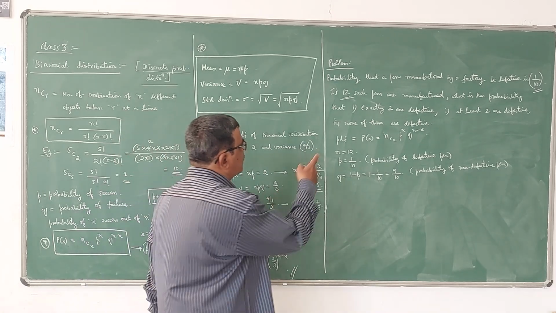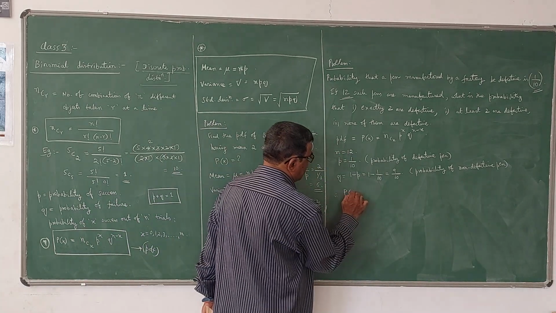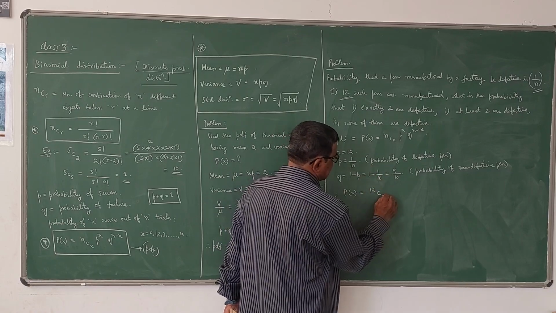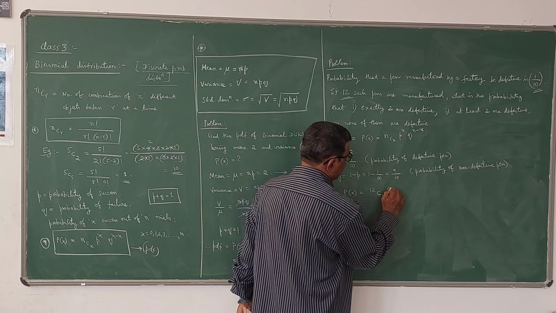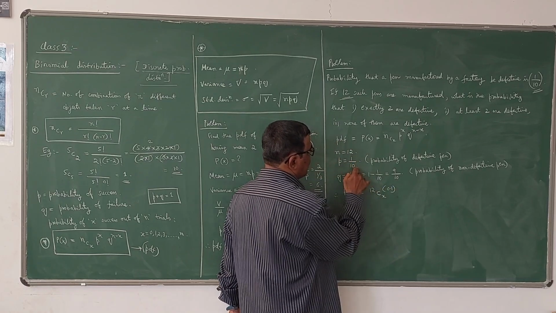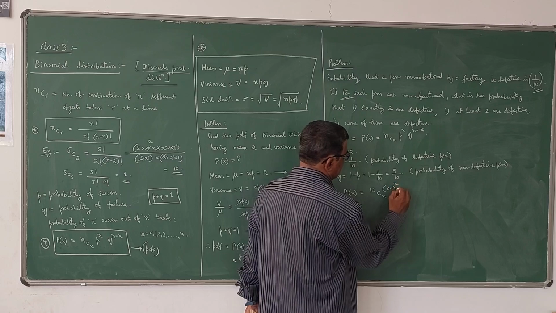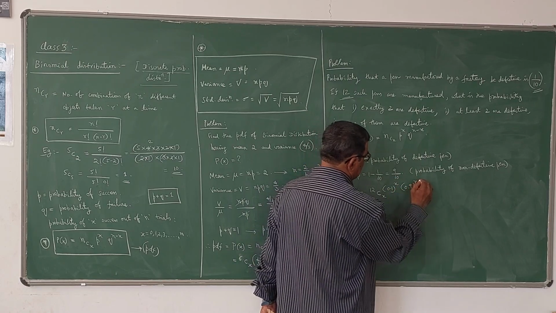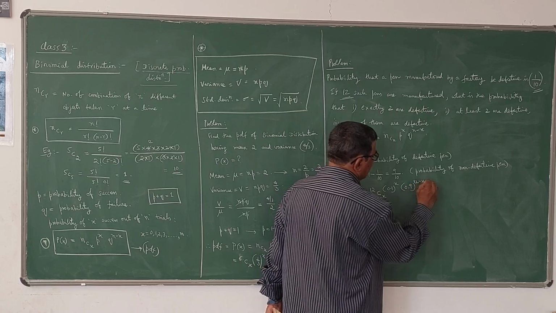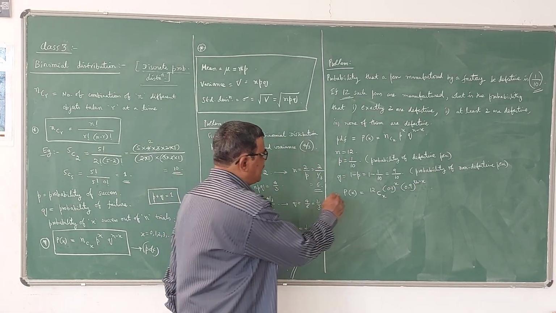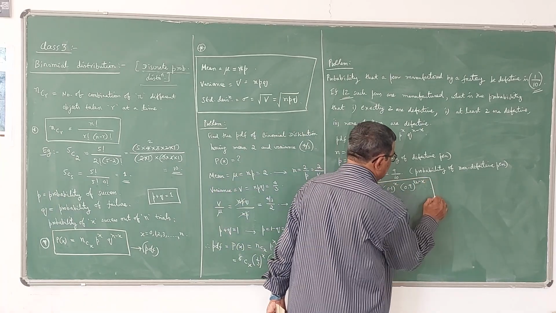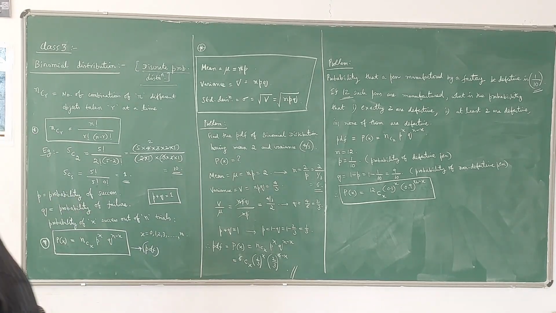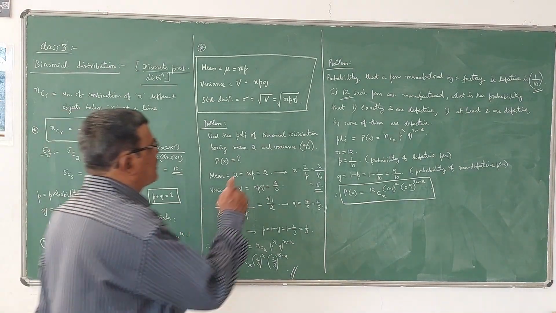ಈಗ ಏನಾಯ್ತು, therefore your PDF, therefore P of x will be equal to n is 12 C x, P is 0.1. I know that 1 by 10 is 0.1, to the power x into Q is 0.9, 9 by 10, into n minus x, 12 minus x. This is the probability density function of the given problem. This you should write. Once you get this, now you can easily get these values.